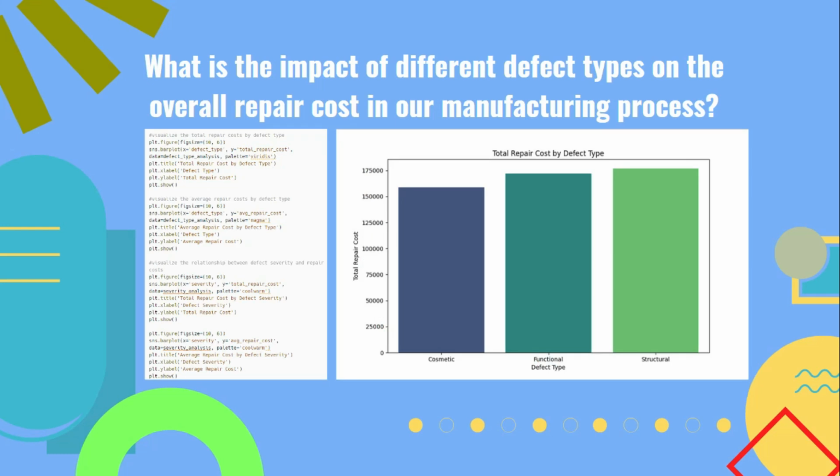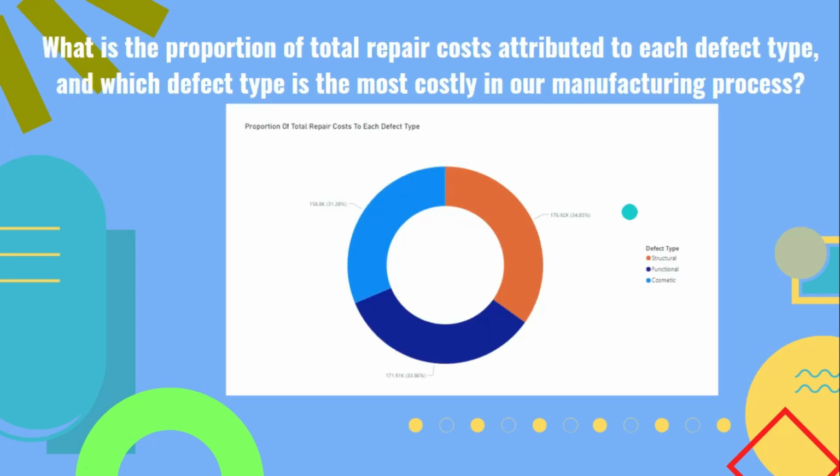You can see here's a bar chart that displays the total repair costs associated with different defect types. And you can see that all defect types contribute significantly to the overall repair cost, with cosmetic and functional defects having a similar total repair cost. And structural defects have a slightly lower total cost compared to the other two. And this chart allows me to quickly identify which defect types are the most and least costly in the manufacturing process. Although the differences are not vast, cosmetic and functional defects appear to be the areas of focus for cost reduction efforts.